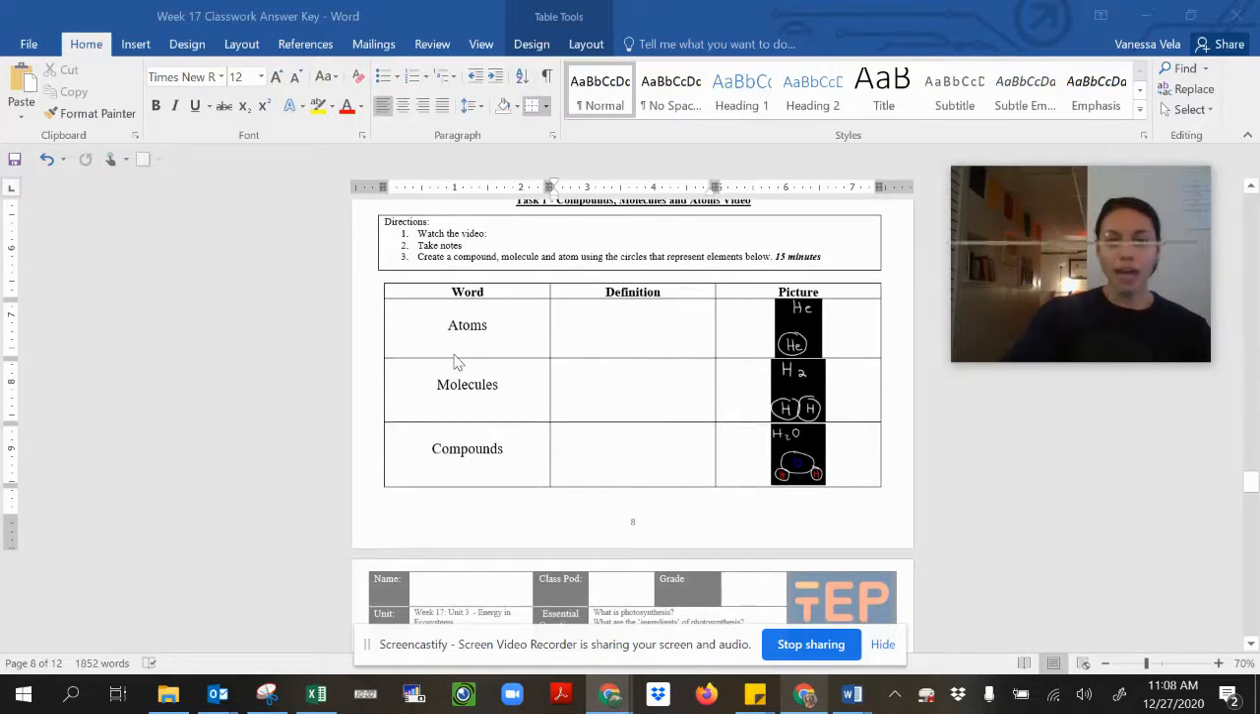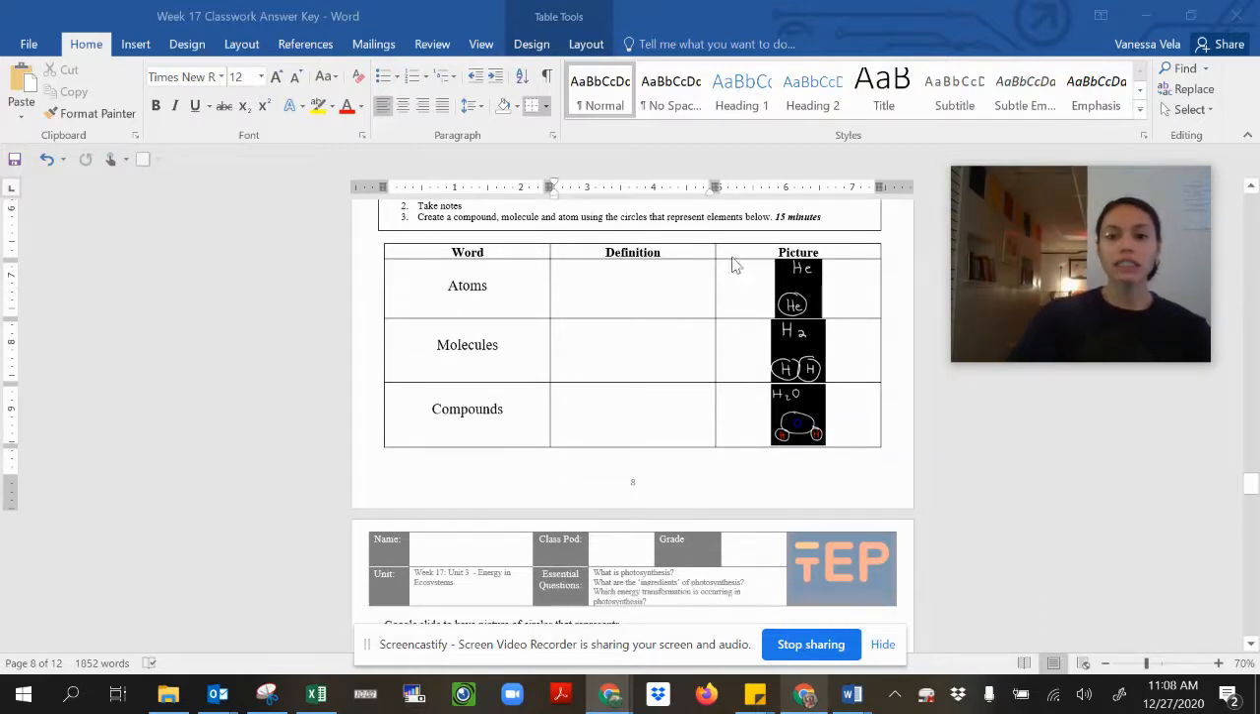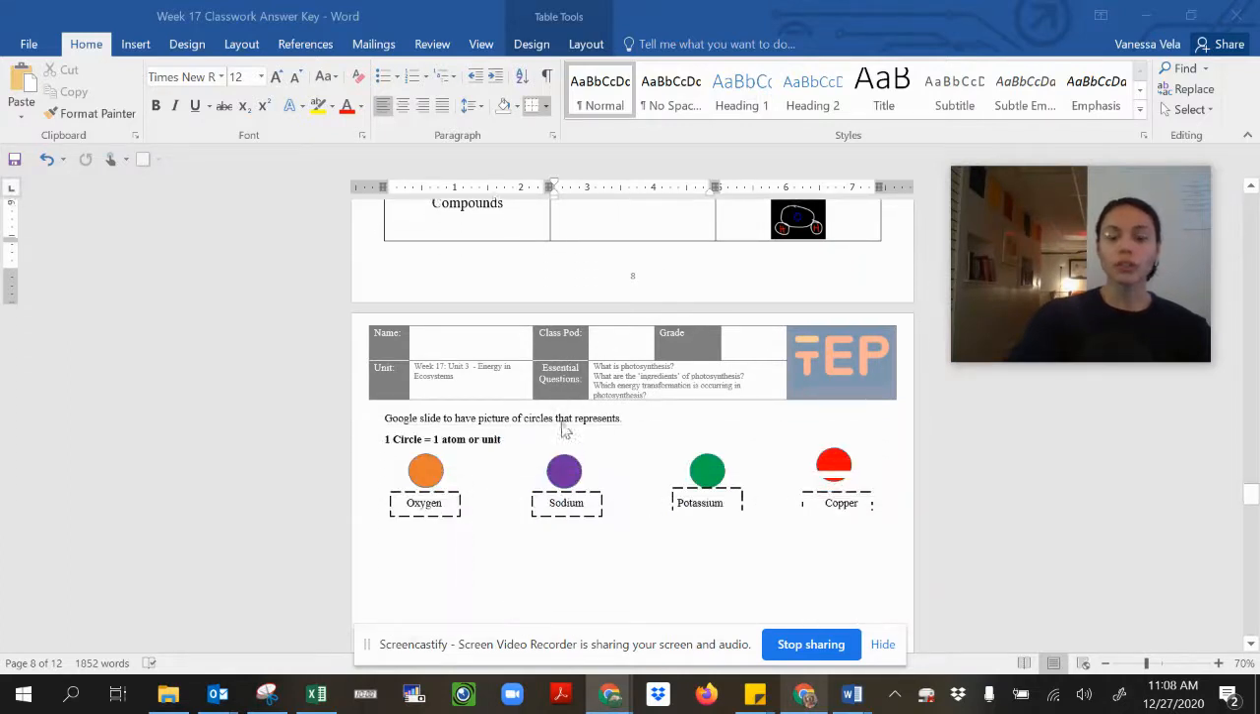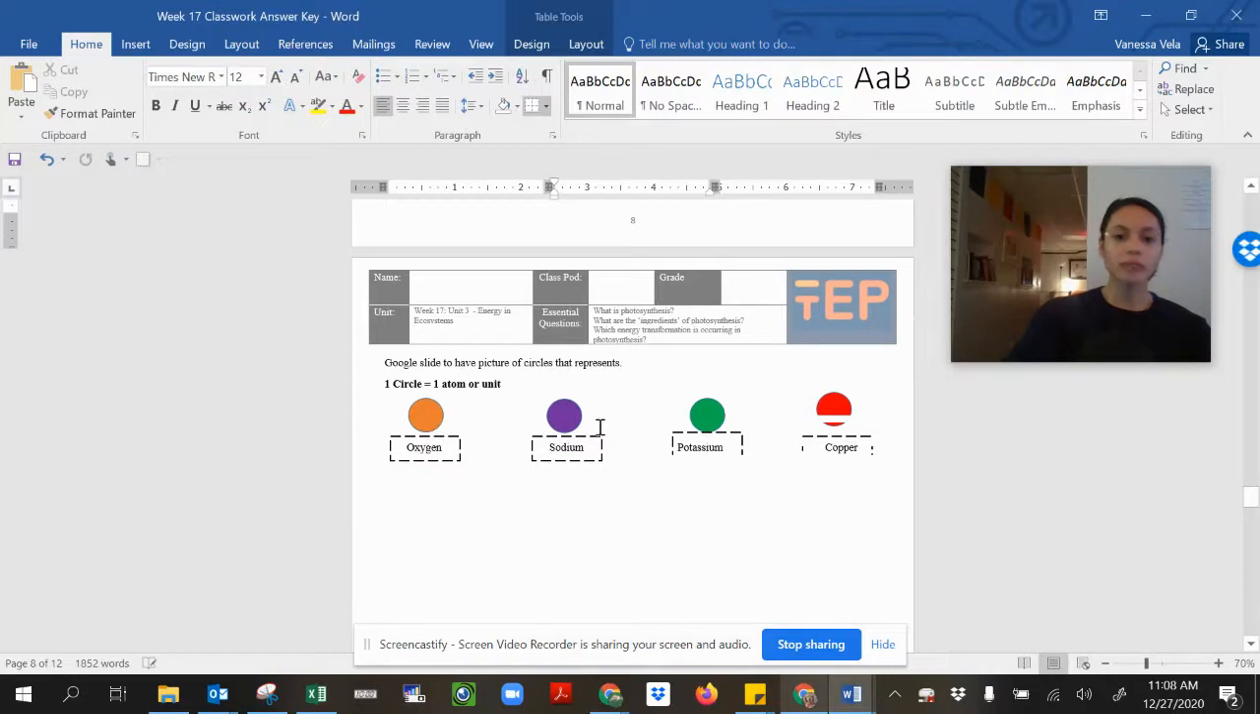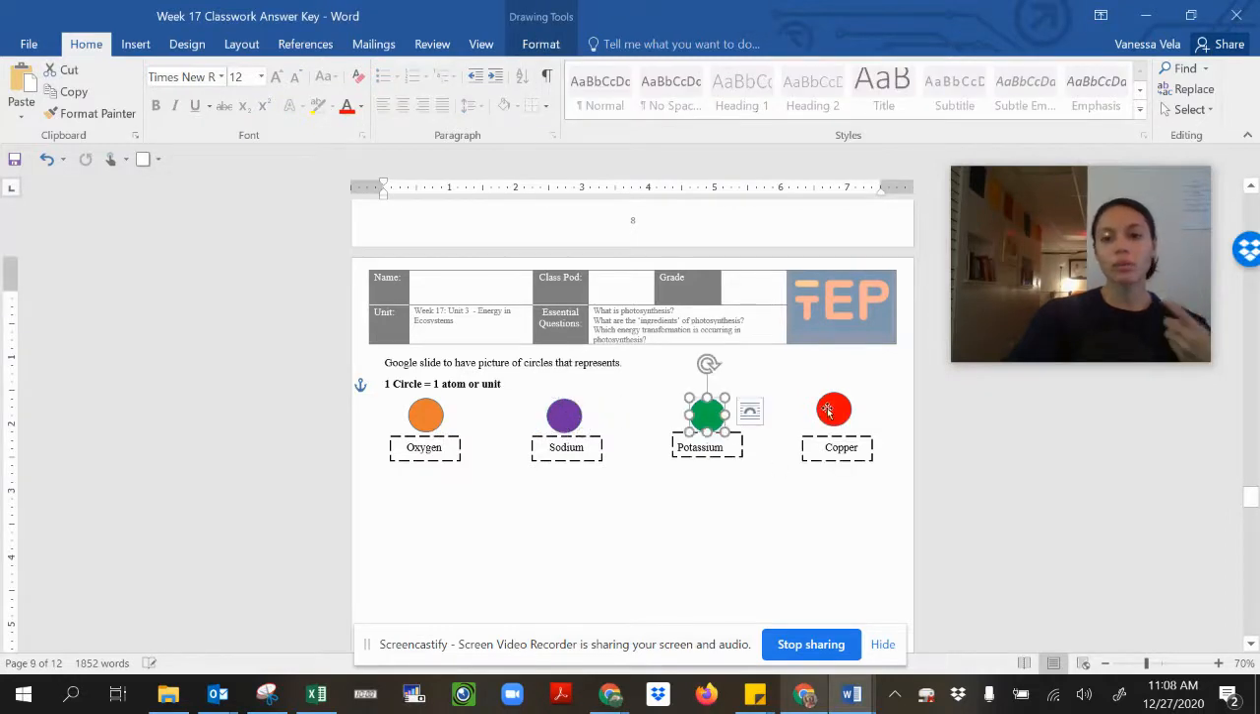So let's talk about atoms first. Remember, atoms have subatomic particles that are electrons, protons, and neutrons. A single atom here would be represented as one circle. So let me show you here. This is one atom, one atom, one atom, one atom, because it's represented by a circle here, just so you can visualize it.